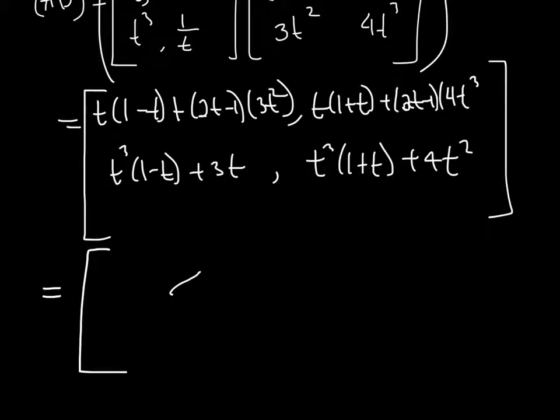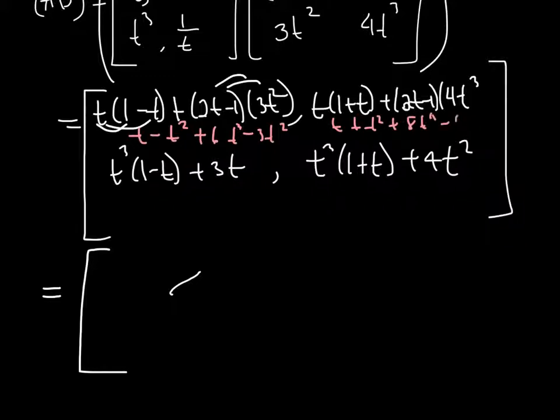Okay, I want to erase this part, but it's not letting me again. Basically I'm distributing and then adding, combining my like terms. So let's multiply it out, it doesn't hurt. Let's do it maybe here. If I distribute this, I get t minus t squared plus 6t cubed minus 3t squared, t plus t squared plus 8t to the fourth minus 4t cubed.